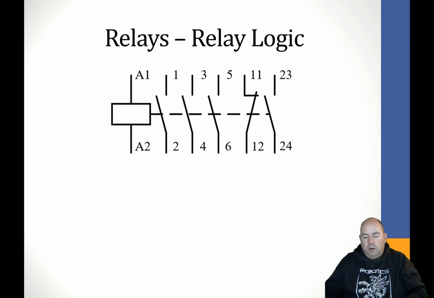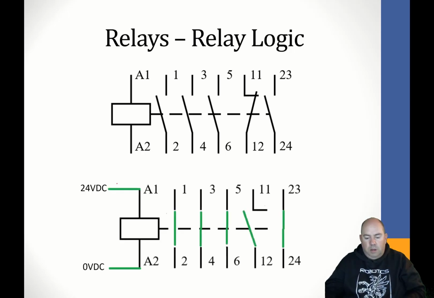For example, this one here, we have one relay coil here, and then 1, 2, 3, 4, 5 separate circuits that this can control. 4 of them being normally open and 1 of them being normally closed. This is the normally closed one here.